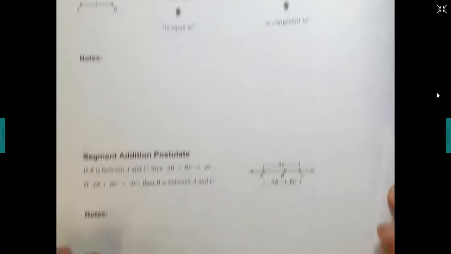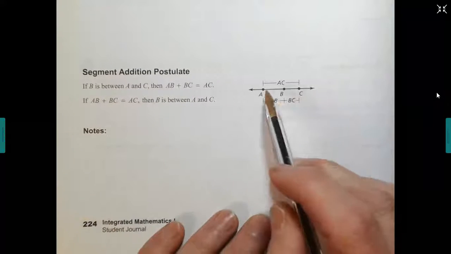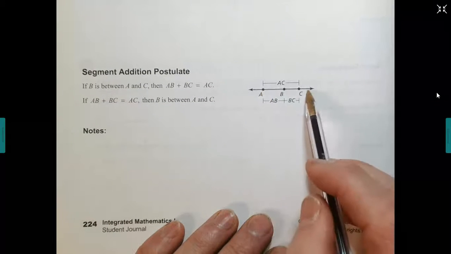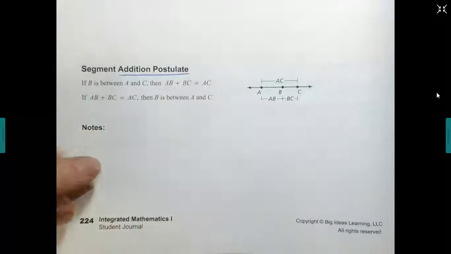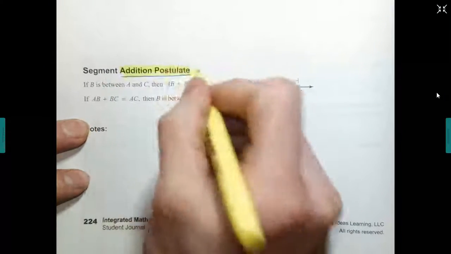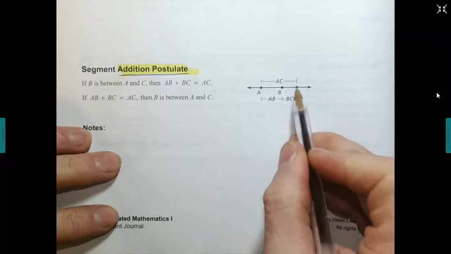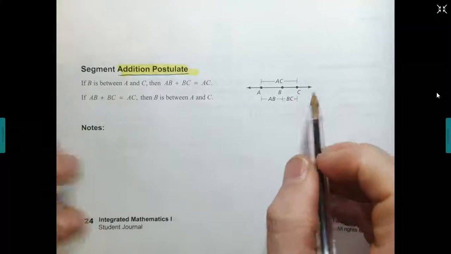So, on that note, if you have a full line segment, this is the addition postulate. Sounds scary, but all that means is that if I have 2 smaller pieces that add up to the same length as another, they're equal.